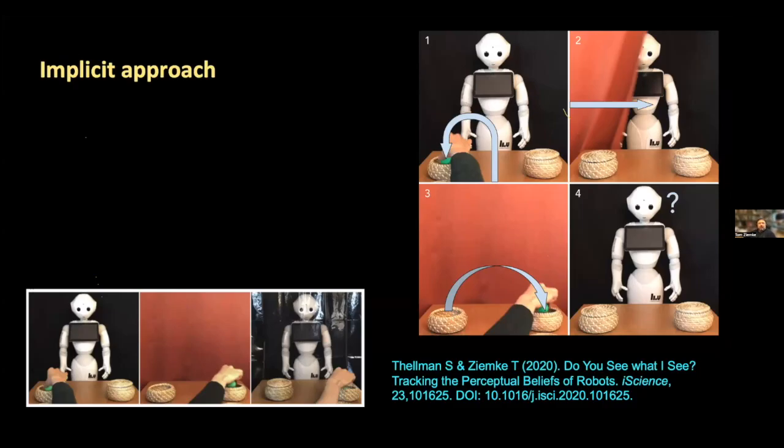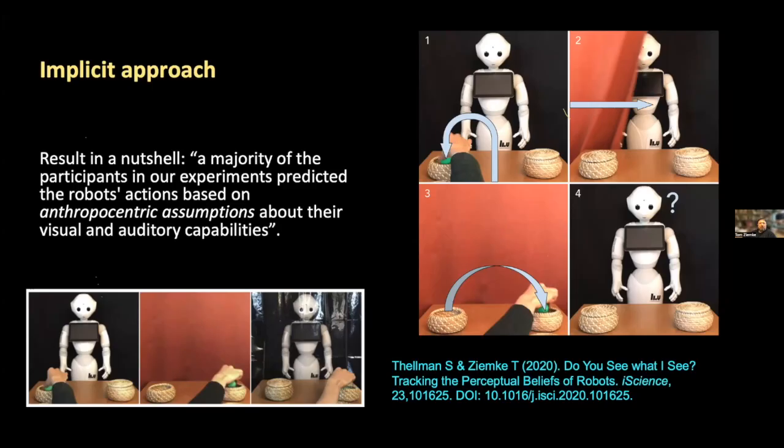In later work, we've looked at this using a more implicit approach. We're not asking people to give verbal descriptions, but we measure their reactions in terms of reaction times and so on. And the results in a nutshell are that, as the quote here says, a majority of participants in our experiments predicted robot actions based on highly anthropocentric assumptions about their visual and auditory capabilities. That means people seem to think in these particular experiments that robots function very much like people. And again, you might say, okay, but that particular robot that you're showing here actually looks a bit human-like, so of course they interpret it in human-like ways.